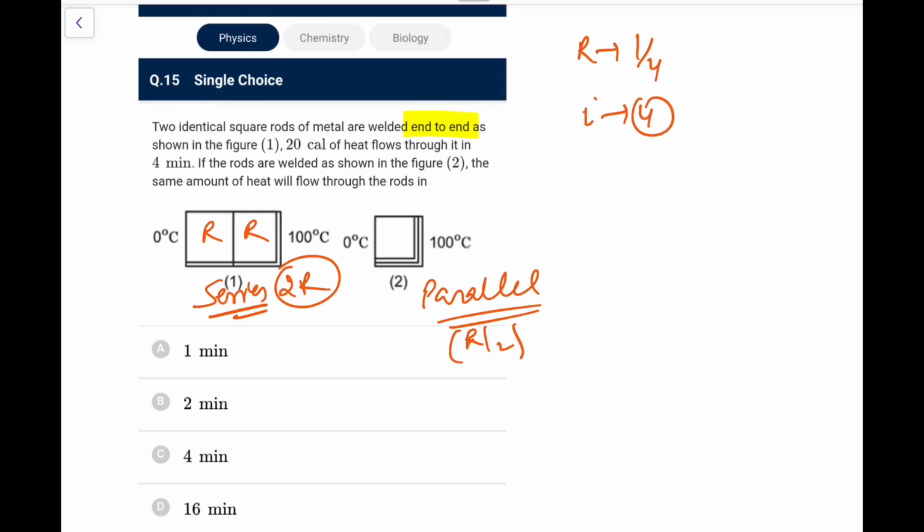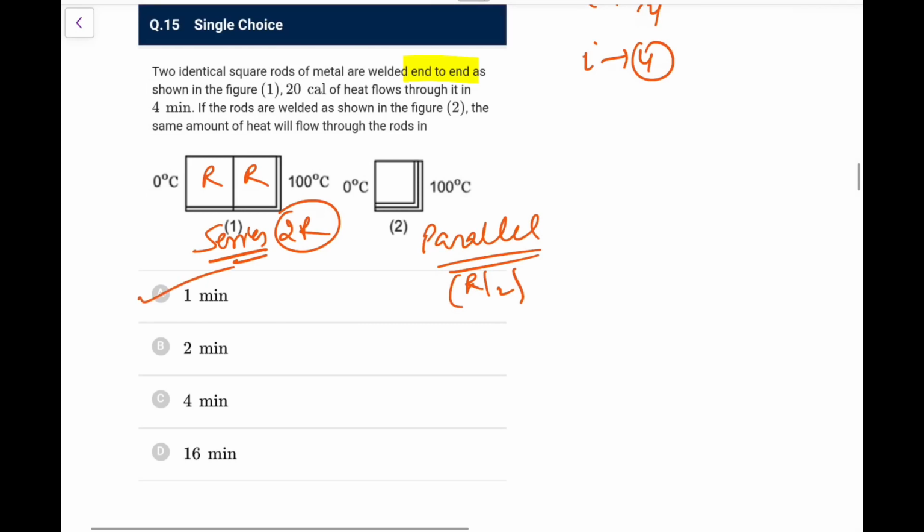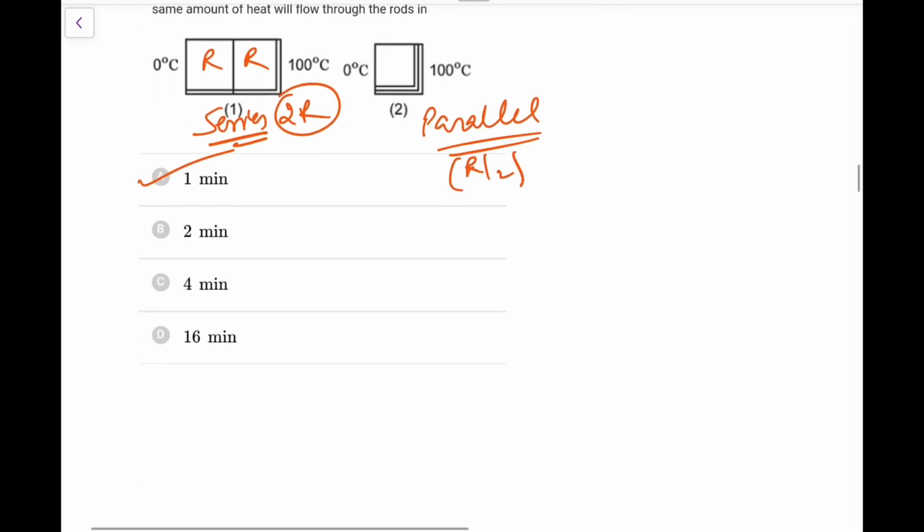So time taken will become 1 by 4 times. So it will go in 1 minute because the reheat will flow at 4 times faster rate. So it will take 1/4 time lesser.